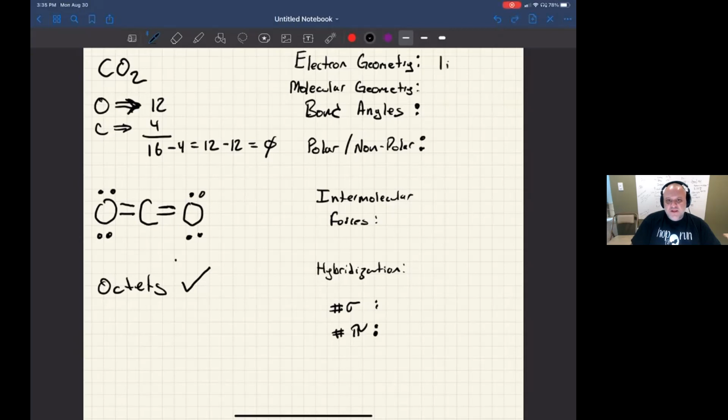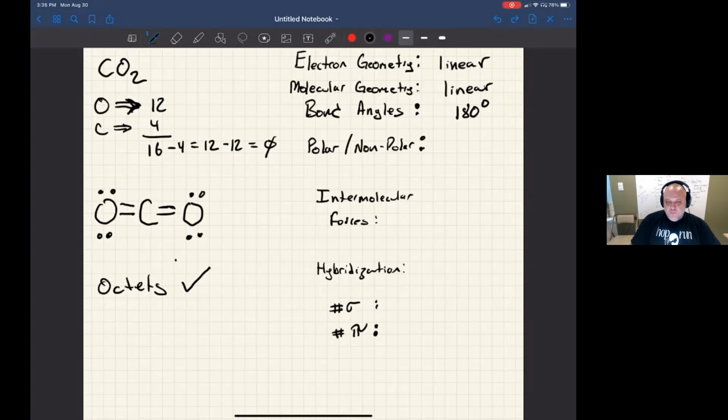That means the electron geometry is linear. Neither of those geometry groups are lone pairs, so our molecular geometry is still linear. And now the bond angle, of course, would have to be 180 degrees if it's linear.